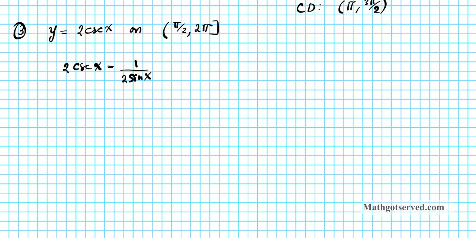All right, quick correction right here. For the identity, there isn't a coefficient, so let's take this 2 out of there. So cosecant x is equal to 1 over sine x. All right, so that's that.